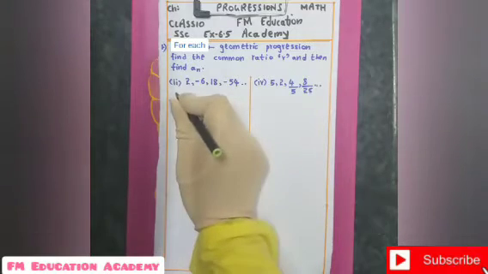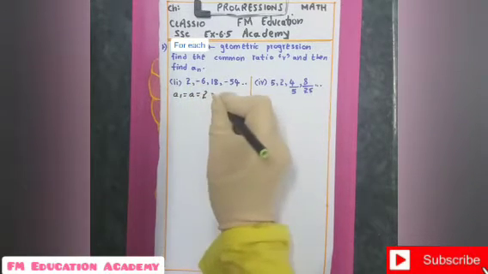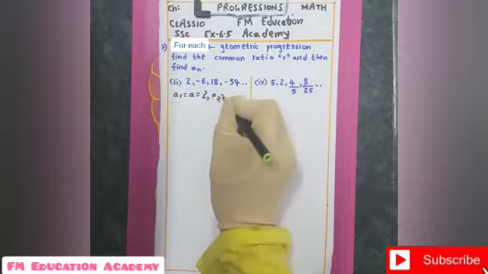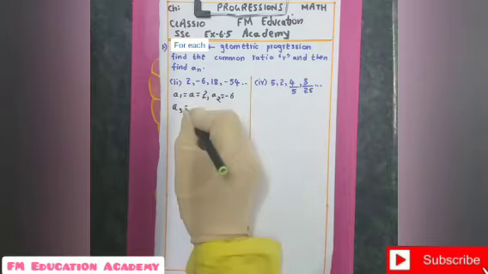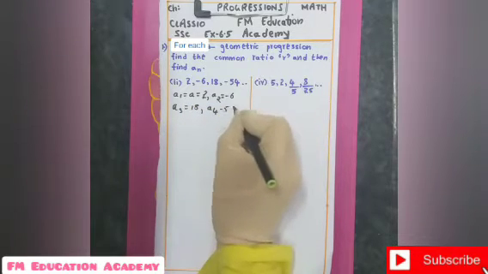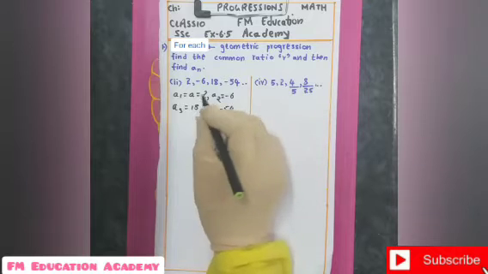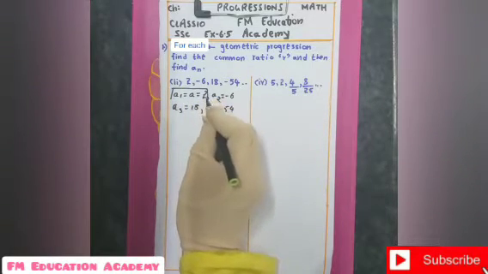So, first term a1 is equal to a, which is equal to 2 here. Second term a2 is equal to minus 6. Third term a3 is equal to 18. Fourth term a4 is equal to minus 54. Now, we already know our a. Our a is 2 here. A is always the first term.